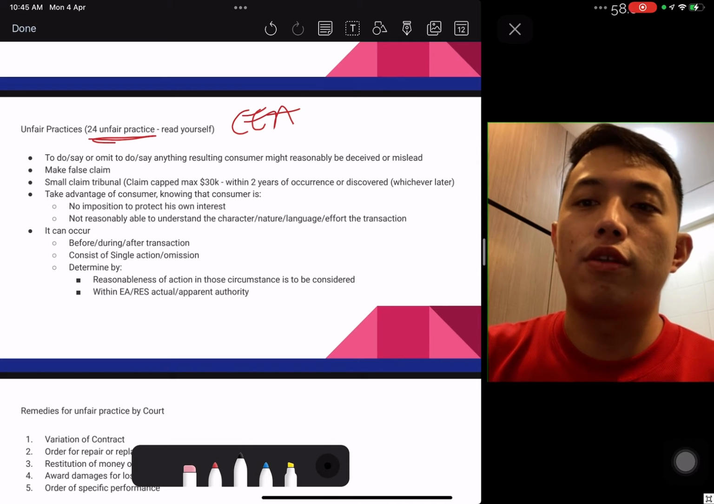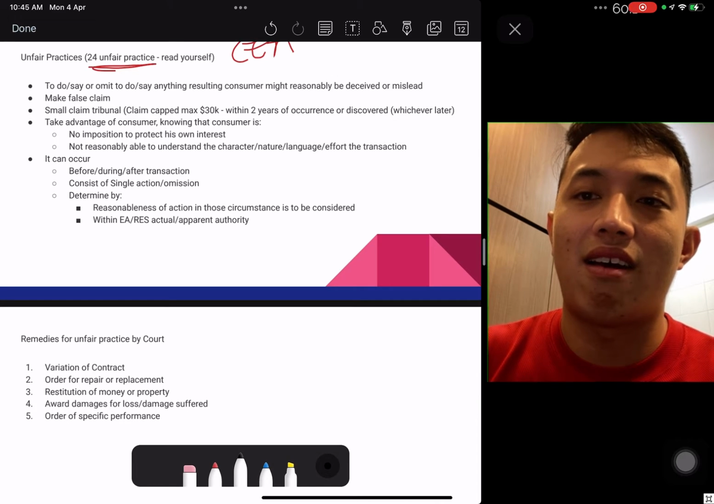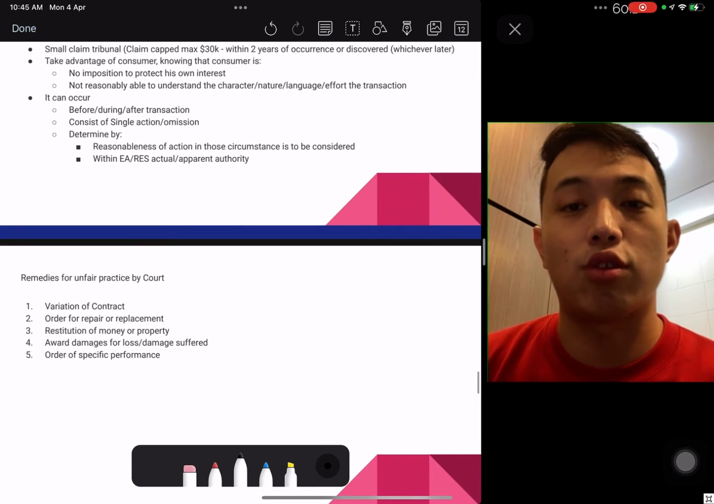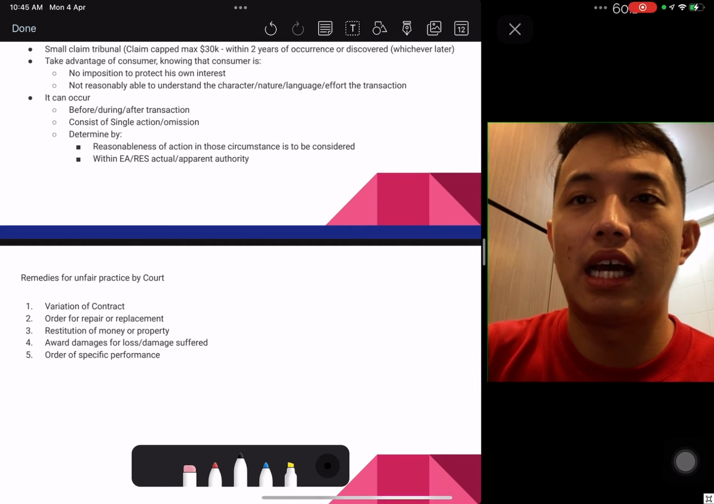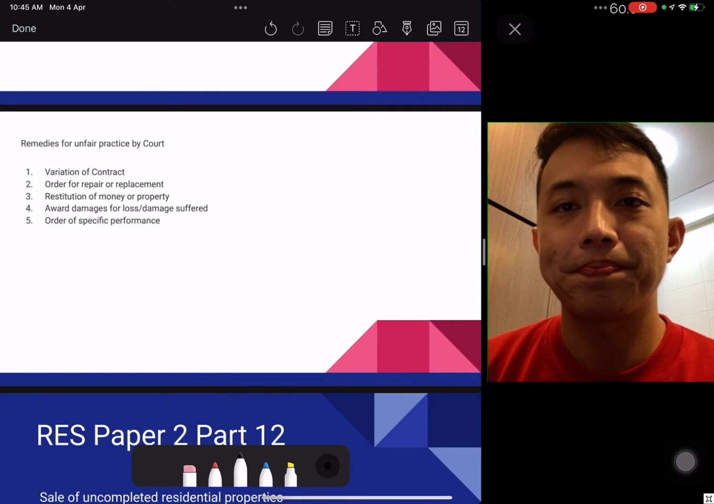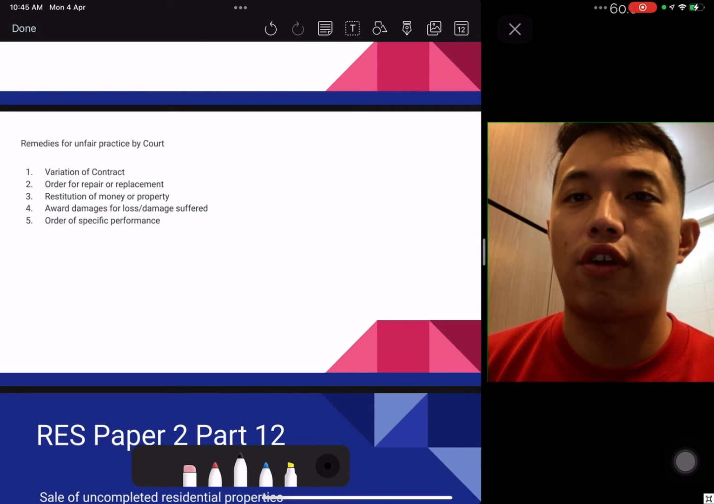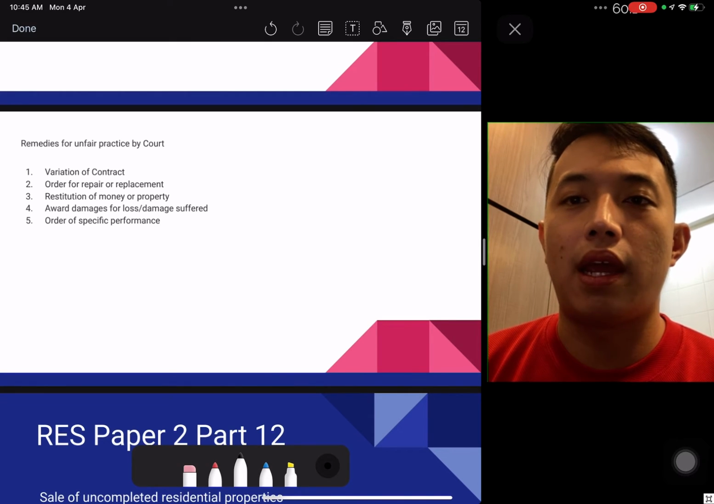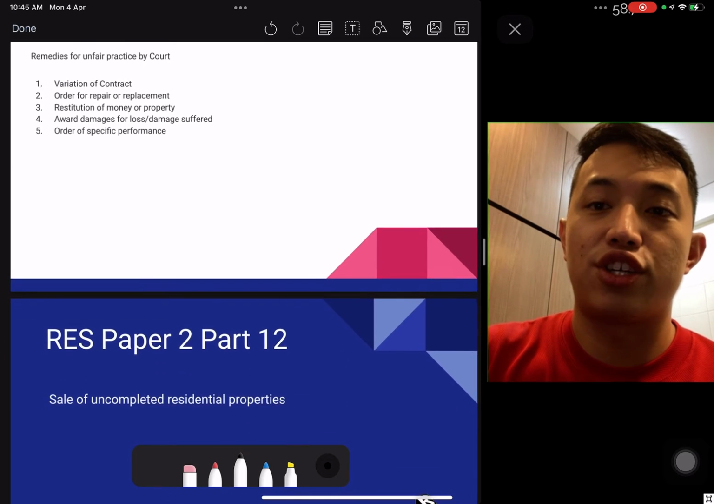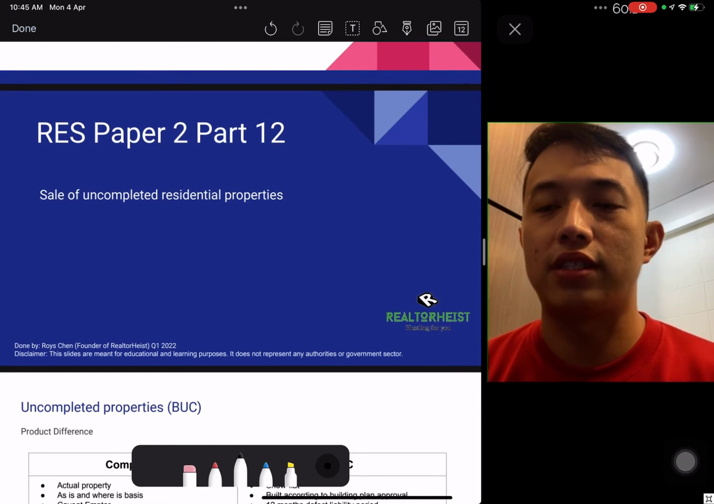So the reasonableness of the act is determined by considering what the CEA and the authority are, and how they prevent this from happening, under the Unfair Practice Investigation Act. So remedies for unfair practice by court include avoidance of contract, order for repair, monetary damages award, or specific performance. So guys, I'm going faster and faster.